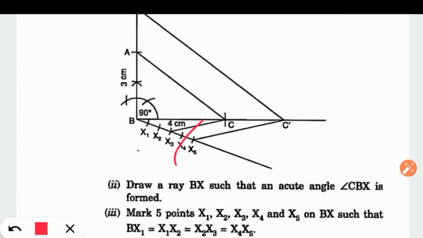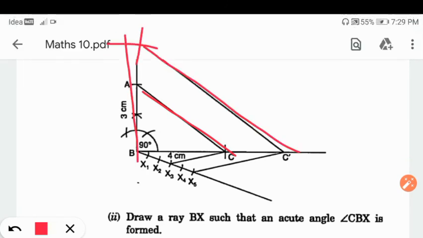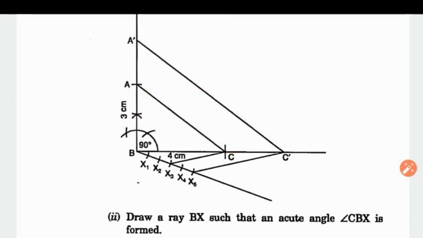Now take x5, as in the scale factor we have 5 by 3. From x5 draw a line which is parallel to x3C like this, and that line will intersect the BC produced at the point C dash. Now from the point C dash again draw a line parallel to AC which will intersect BA produced at the point A dash. So the required triangle is A dash B C dash, hence the result.